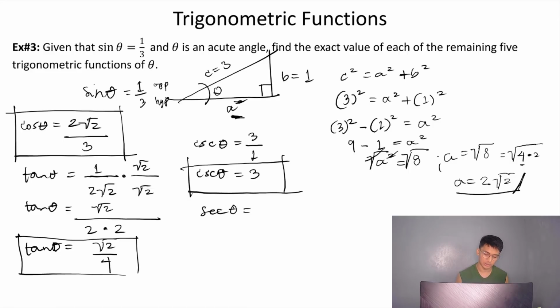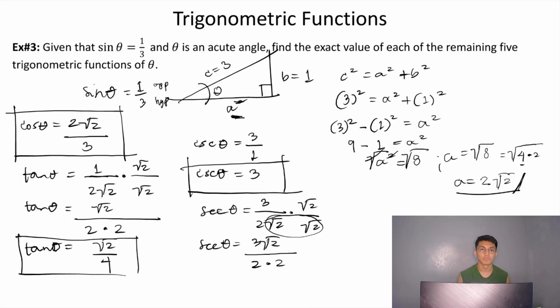Na reverse function ng ating cosine theta. So, we have 3 over 2 square root of 2. And we rationalize the denominator kasi may radical sa baba. Square root of 2 over square root of 2. Secant theta is now equal to 3 square root of 2 over 2 times 2. Dahil dito, pinag-multiply natin, magiging 2 na lang dahil makakancel yung radical na dyan. So, secant theta is now equal to 3 square root of 2 over 4. Ayan ang ating secant theta.